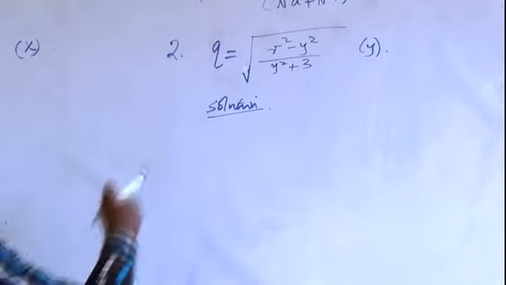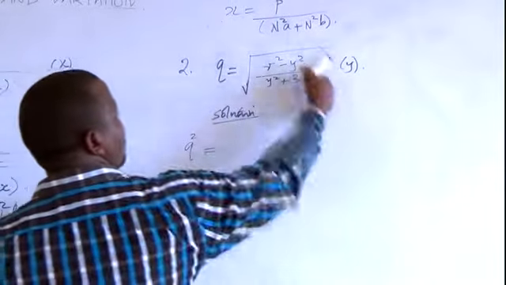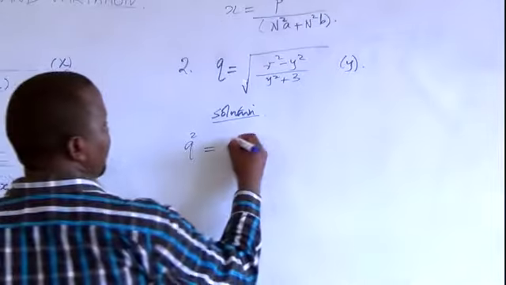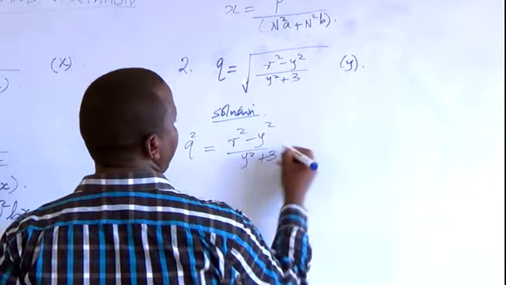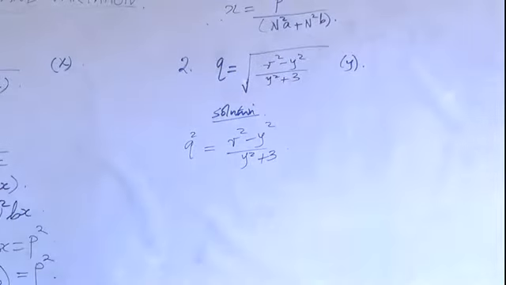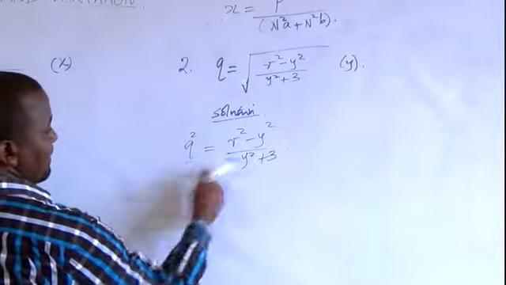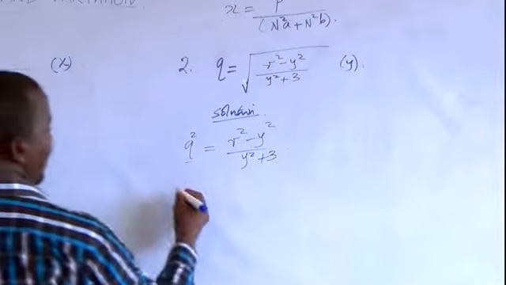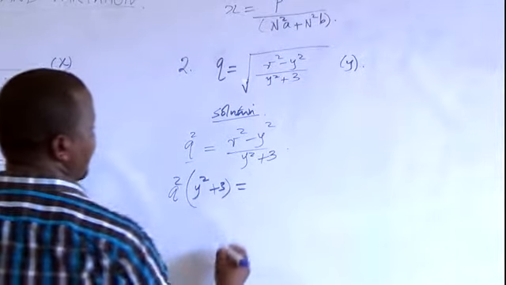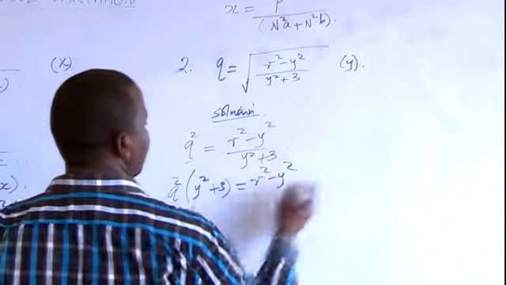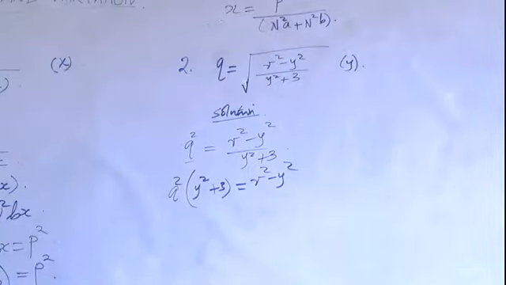When you square on the left hand side, we have q squared is equal to, you will remove the square root sign once you square, and therefore you will have r squared minus y squared over y squared plus 3 without the square root sign. From here now, we will just say this is the same as over 1, and therefore we multiply this by this, and we multiply 1 by that. So we have q squared into bracket y squared plus 3 should be the same as r squared minus y squared. Because when you multiply r squared minus y squared by 1, you will remain with the same r squared minus y squared.